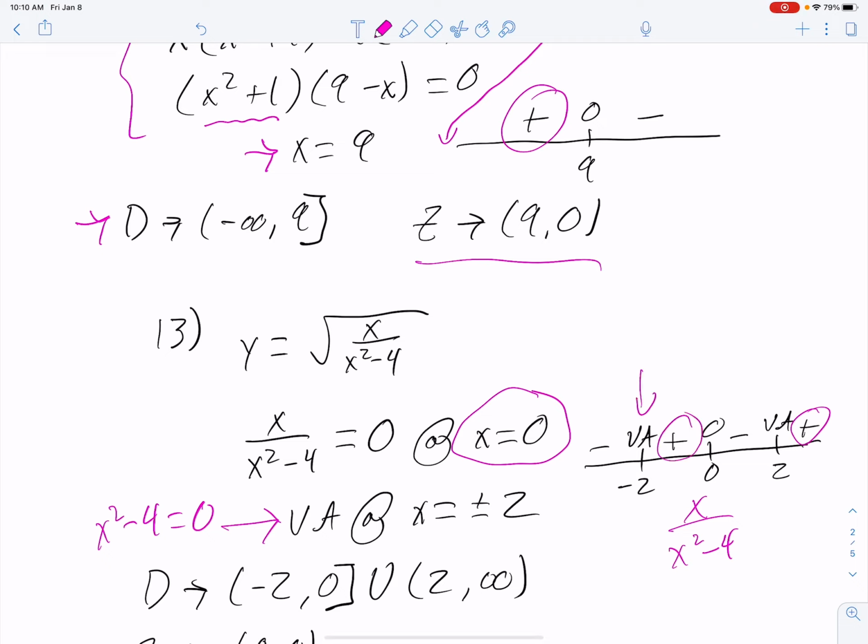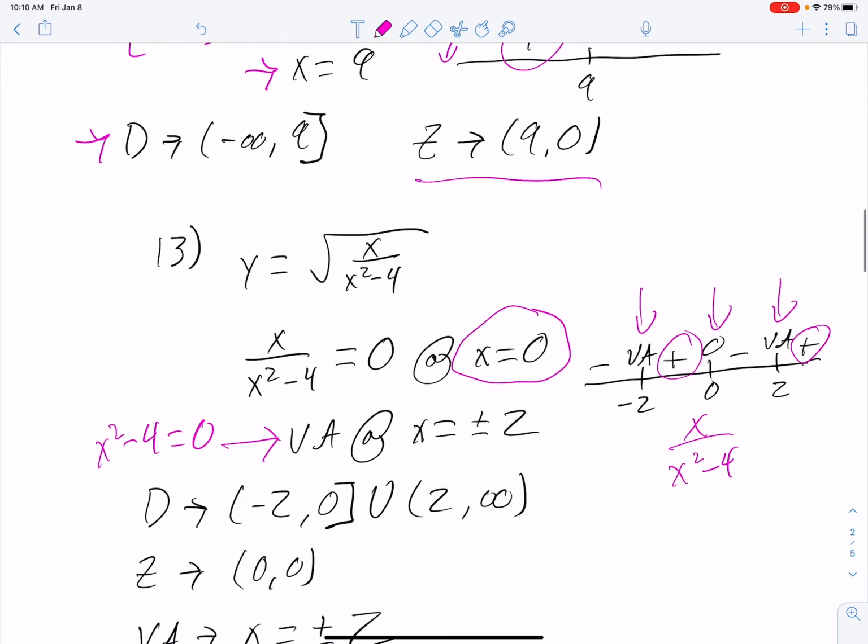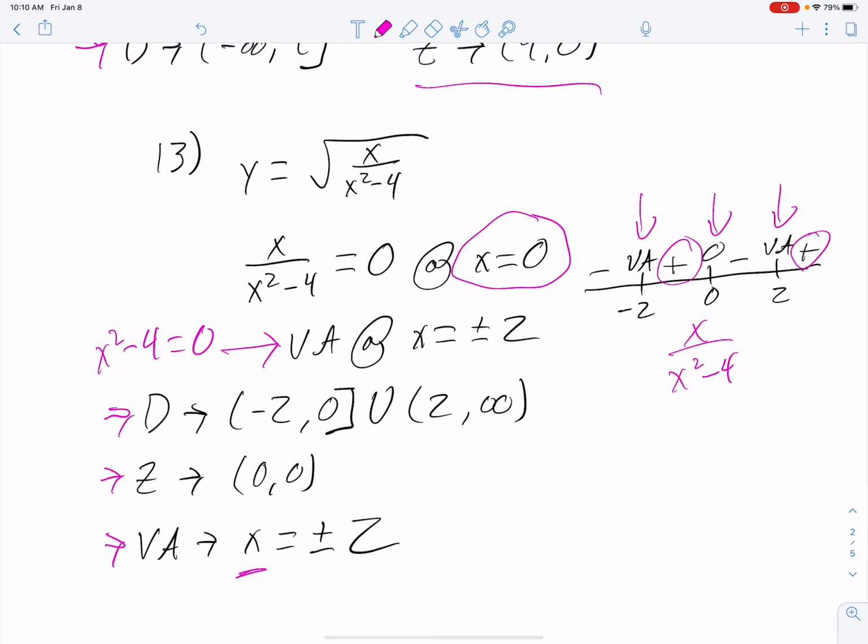Be careful, vertical asymptotes will always have parentheses around them. Zeros of the square root will always have a bracket. So my domain, -2 with a parenthesis to 0 with a bracket, in union with 2 to infinity. And then of course, don't forget to include your zeros. Don't forget to label your vertical asymptotes using X.